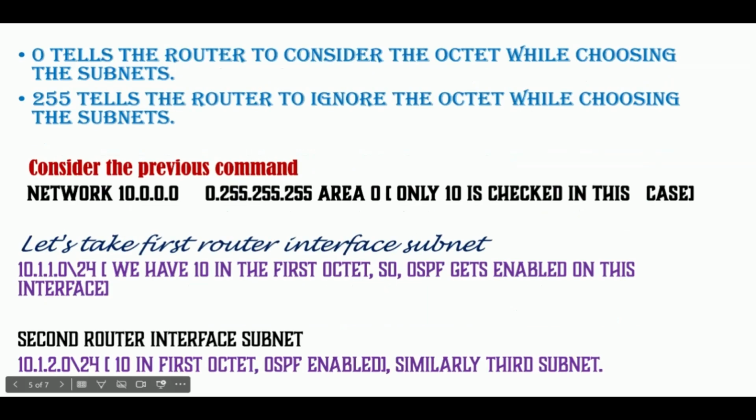0 tells the router to consider the octet while choosing the subnets. 255 tells the router to ignore the octet while choosing the subnets. Consider the previous command. Only 10 is checked in this case. Let's take the first router interface subnet. We have 10 in the first octet, so OSPF gets enabled on this interface. Second router interface subnet, 10 in first octet, OSPF gets enabled, similarly the third subnet.